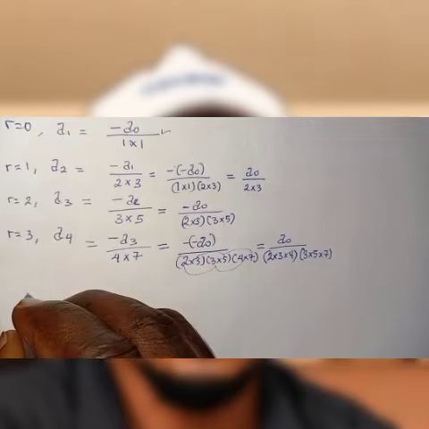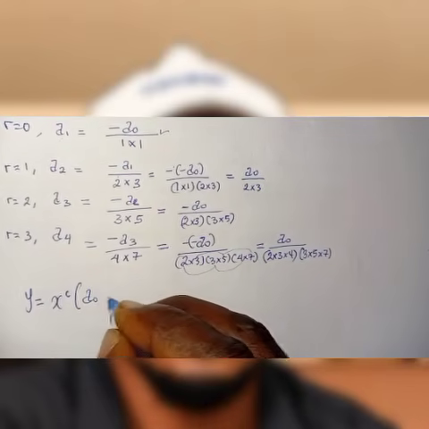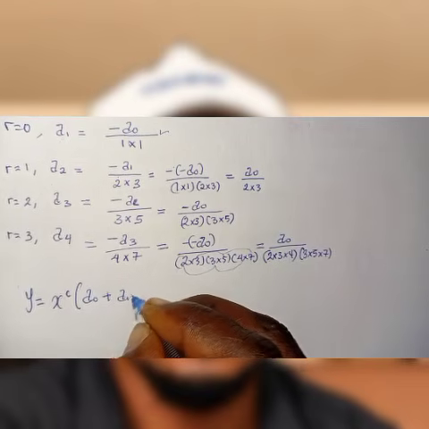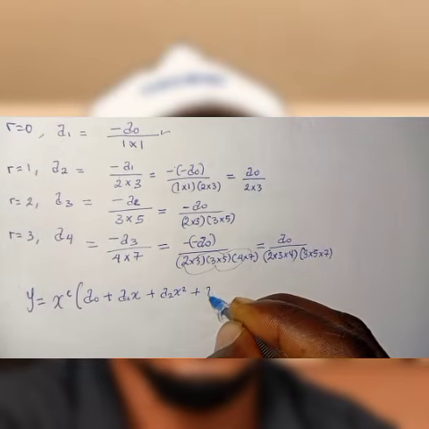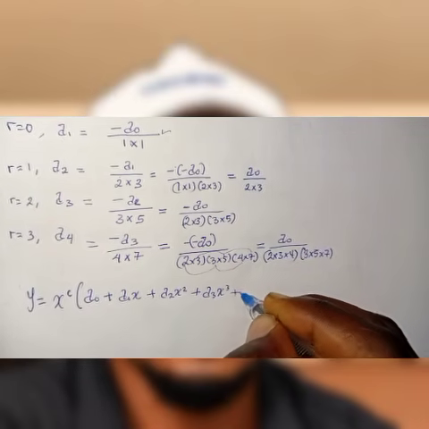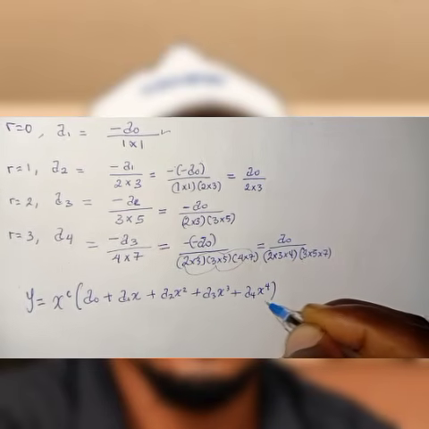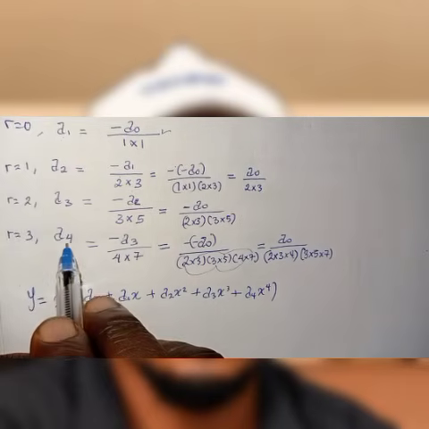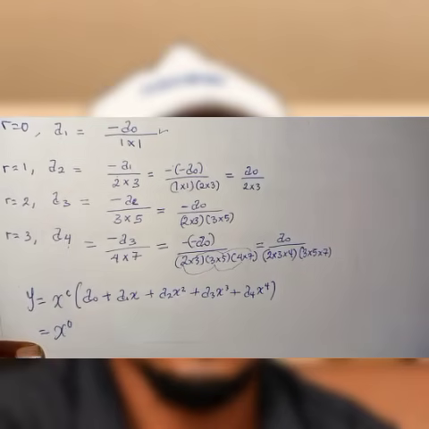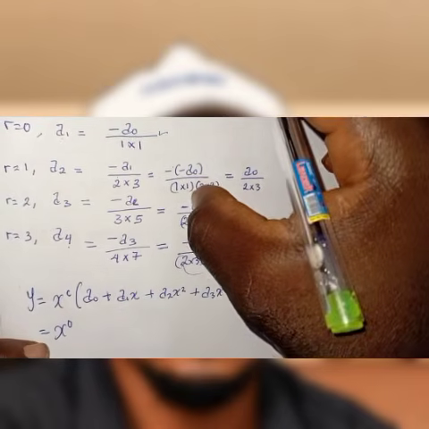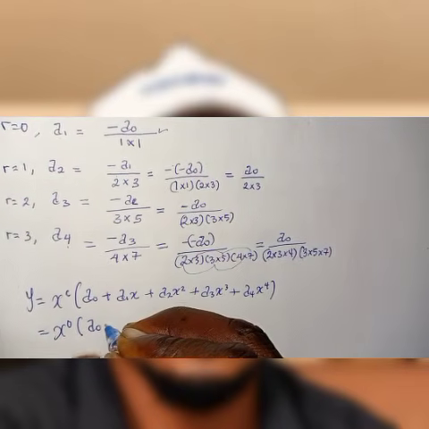Now remember our equation that says y equals x raised to the power c times a naught plus a1x plus a2x squared plus a3x cubed plus a4 x raised to the power 4. Now we're going to stop at this because this is where our a4 is. Now let's put in the value. Now we say when x equals 0, remember it was when x equals 0 we got all this value. So our a naught remains constant.